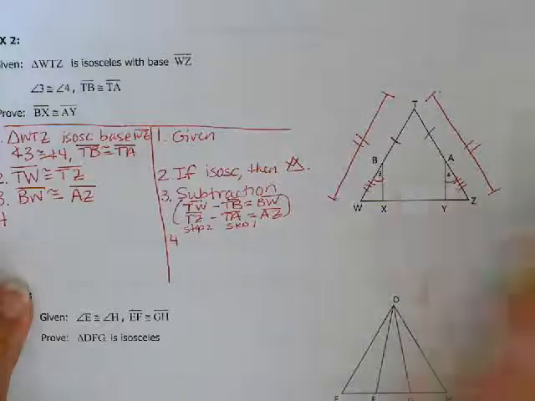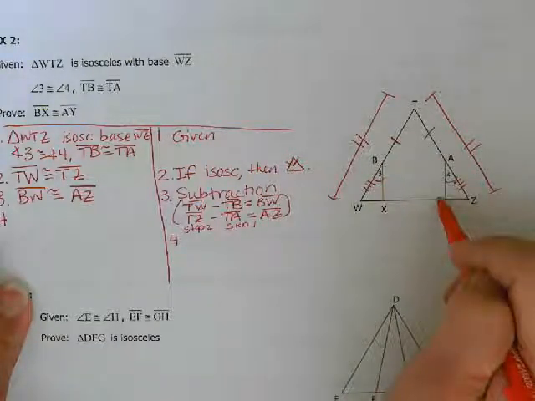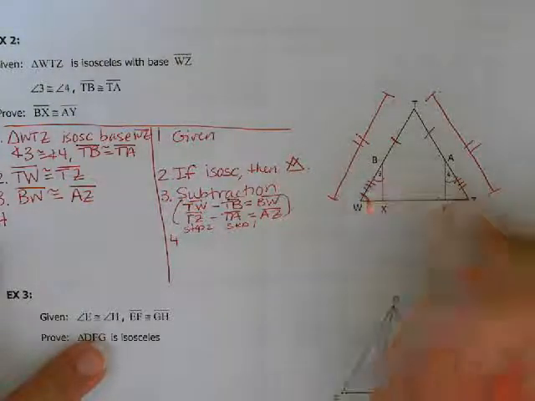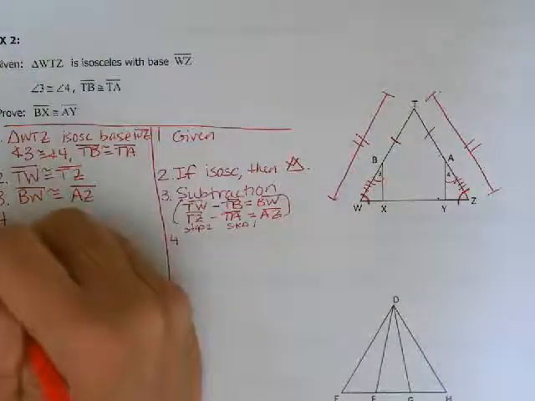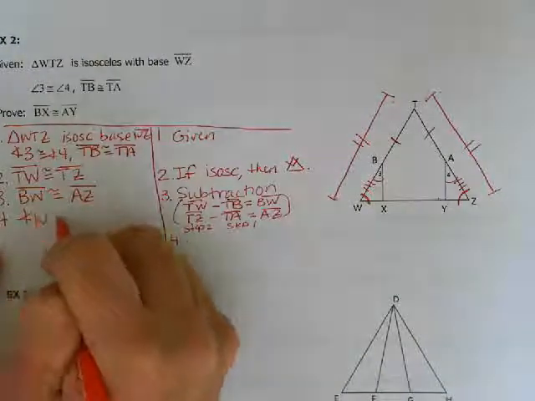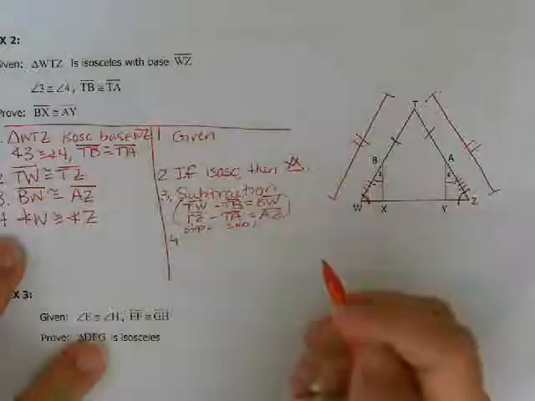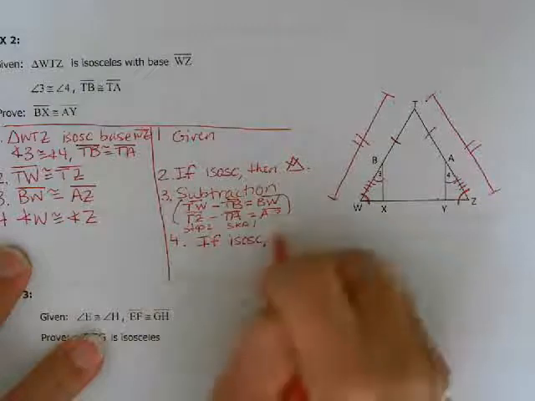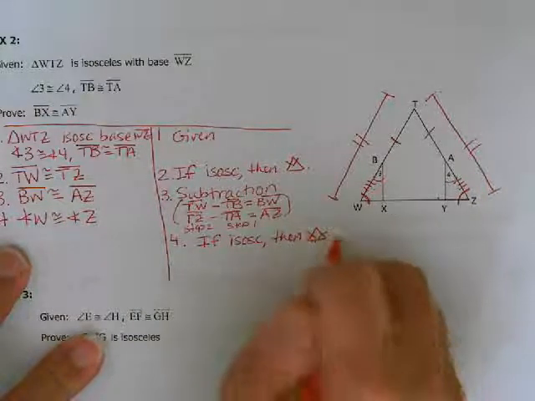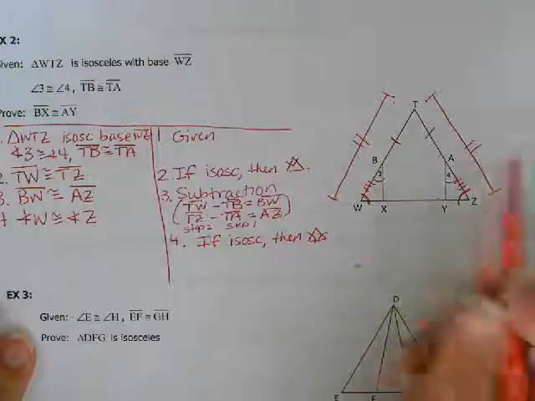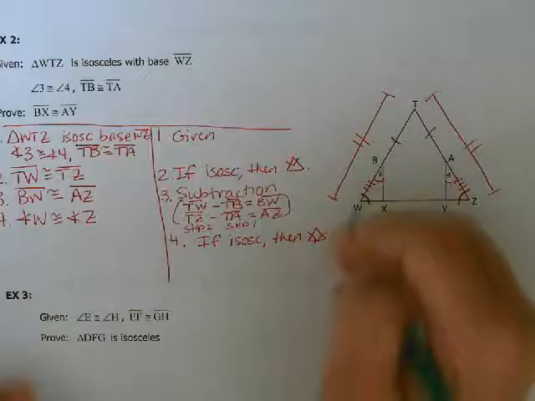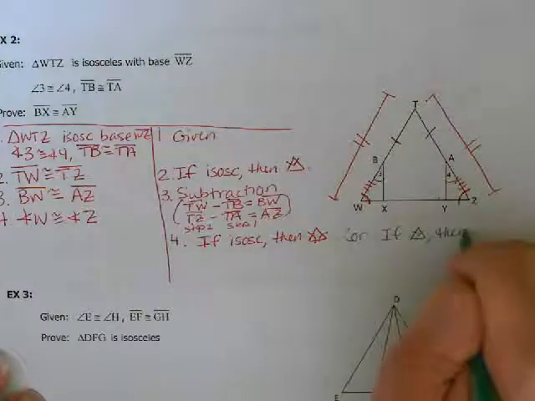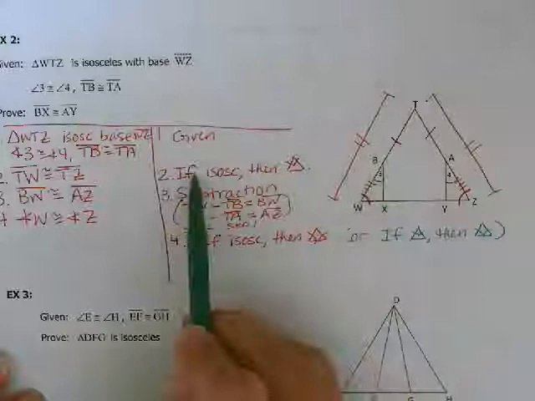So now we would either need another side, which we can't get because that's what we're trying to prove, or we need to get these angles, angle W and angle Z. And we actually can get those angles by one of our new theorems, because if it's isosceles, then the base angles are congruent. At this step, you also could have said if two sides are congruent, then the base angles are congruent, because you did prove the two sides in step 2.